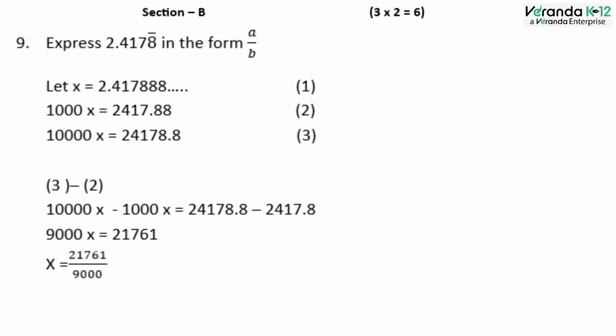1000x is equal to 2417.88 as the second equation, and 10,000x is equal to 24,178.8 as the third equation. Third equation minus the second equation, we get 9,000x is equal to 21,761. Then x is equal to 21,761 divided by 9,000.